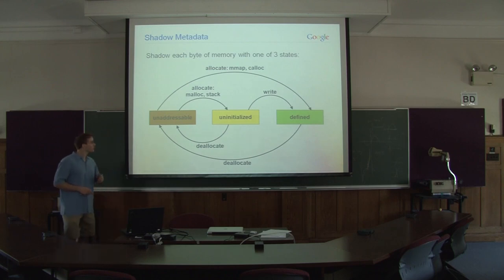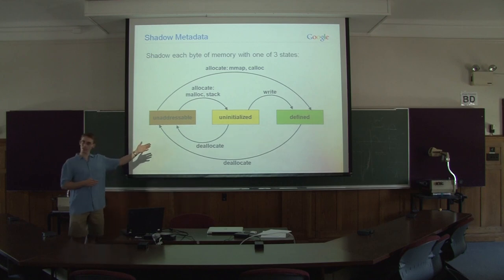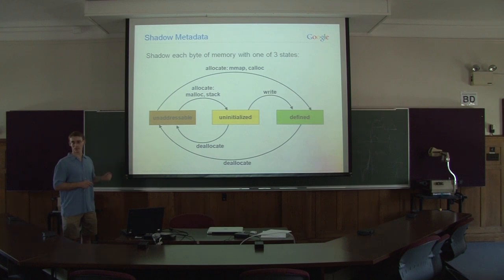And so I talk about tracking the state of memory. So let's say you're doing byte granularity. For every byte of memory, each byte can be one of these three states. It's unaddressable, so it has not been allocated yet. It's been allocated but not written to. It's initialized, or fully defined. So whenever you monitor a load or a store, you just look at what state that's in, and you can decide whether it's an error.